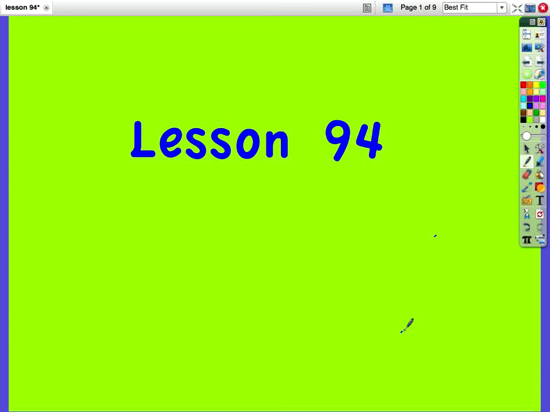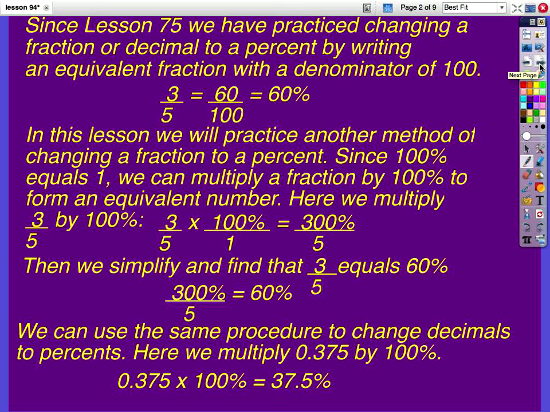For lesson 94, we're going to be writing fractions and decimals as percent. Since lesson 75, we practiced changing a fraction or decimal to a percent by writing the equivalent fraction with a denominator of 100. So 3/5 is equal to 60 hundredths. Remember, percents are out of 100, so 60 hundredths equals 60%.